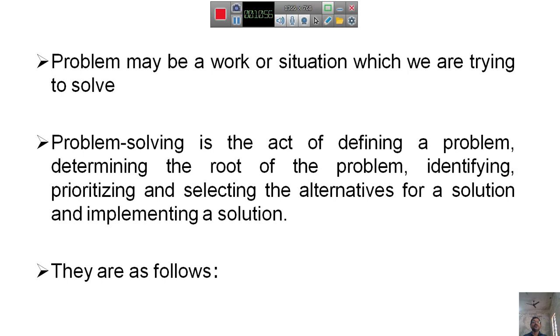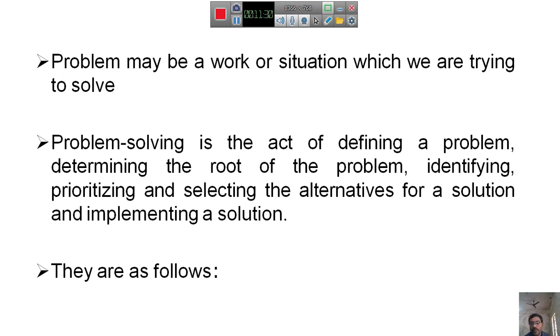Out of those solutions, we have to work on them and prioritize them. We have to arrange them in priority order: solution 1, solution 2, solution 3, solution 4, like that. And next we have to take the first alternative for solving this problem. Okay. And the final is implementing a solution.